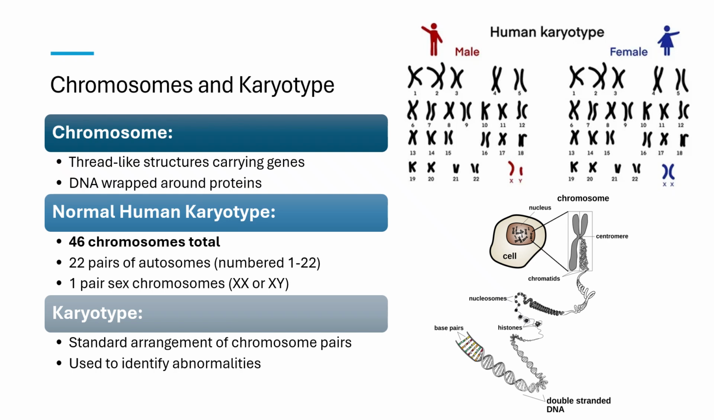22 pairs are autosomes, numbered from largest to smallest. Chromosome 1 being the largest, containing about 249 million base pairs, down to chromosome 22 with approximately 51 million base pairs.